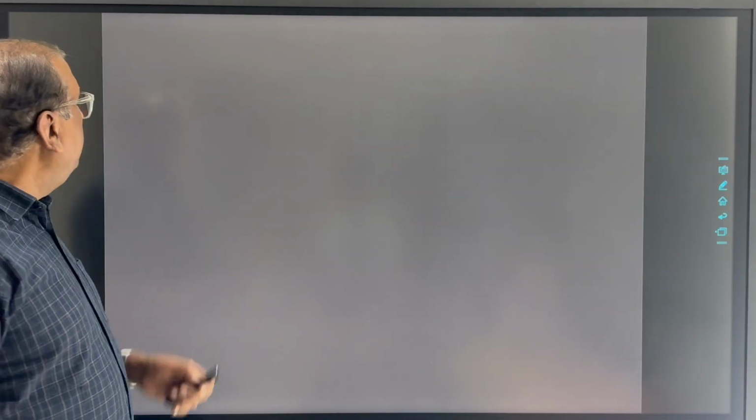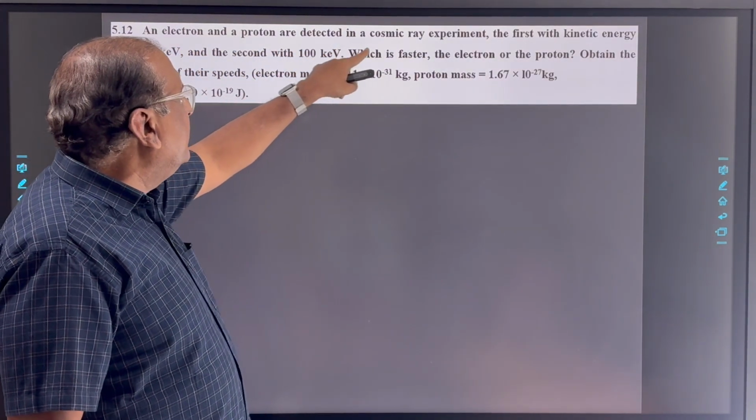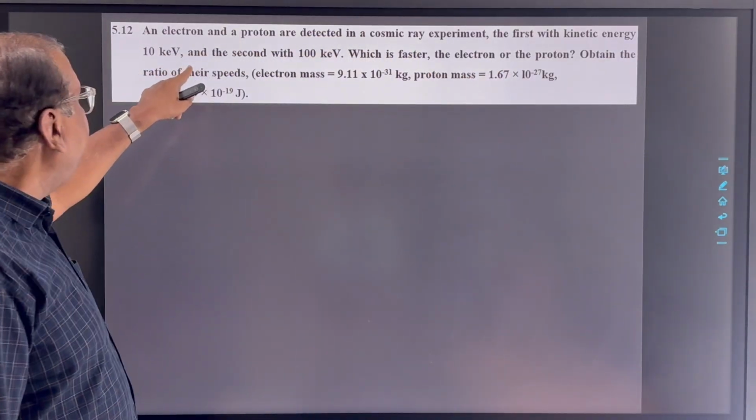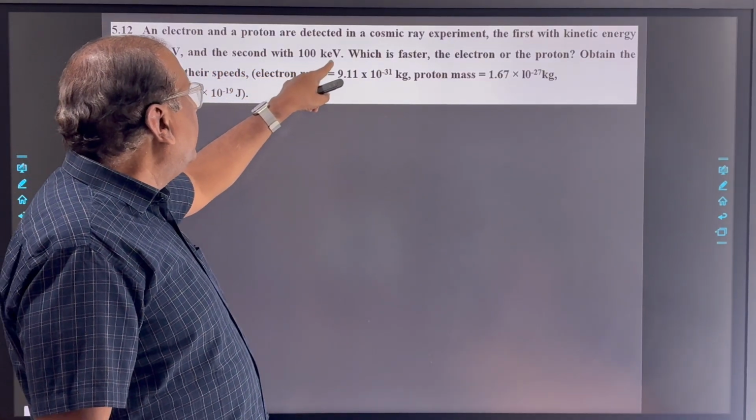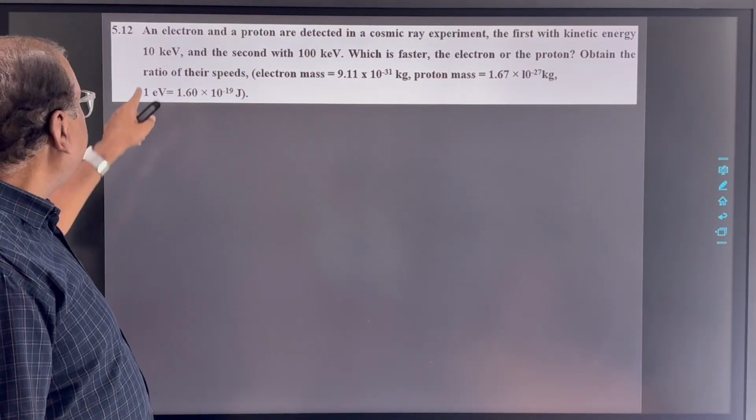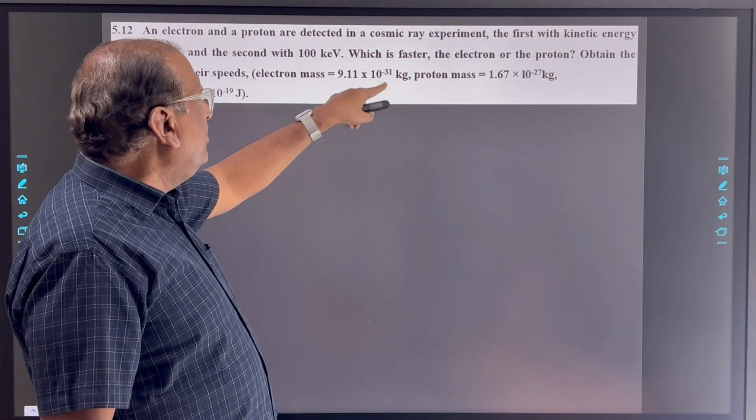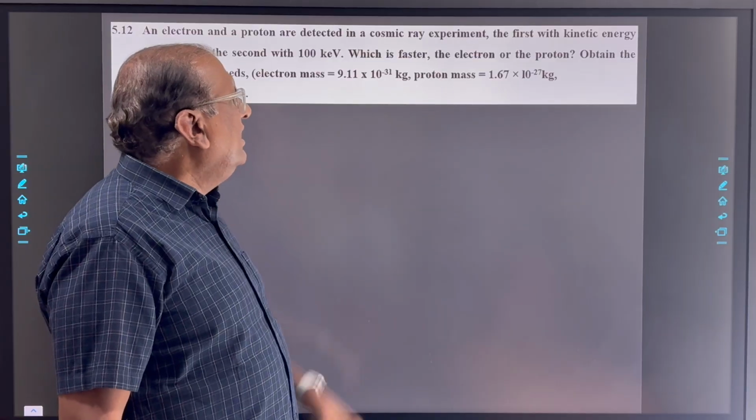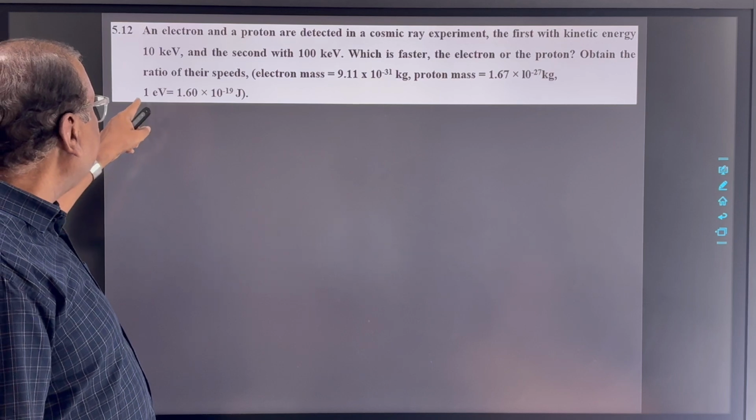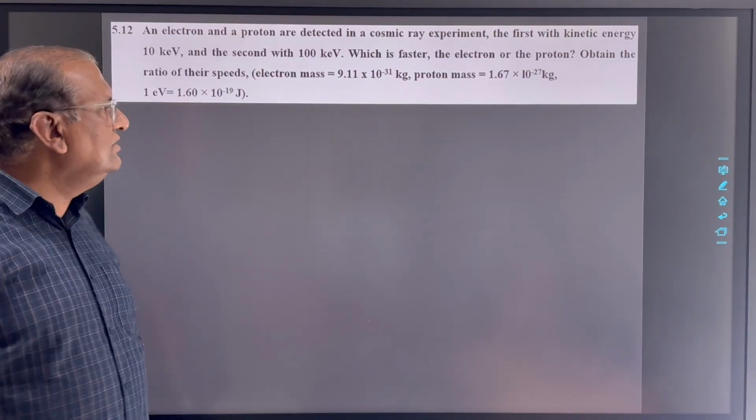Clear? Now exercise 5.12. An electron and a proton are detected in a cosmic ray experiment. The first with kinetic energy 10 keV and the second with 100 keV. Which is faster, the electron or the proton? Obtain the ratio of their speeds. Electron mass is 9.11 into 10 raised to minus 31 kilogram. Proton mass is 1.67 into 10 raised to minus 27 kilogram. 1 electron volt is 1.6 into 10 raised to minus 19 joule.